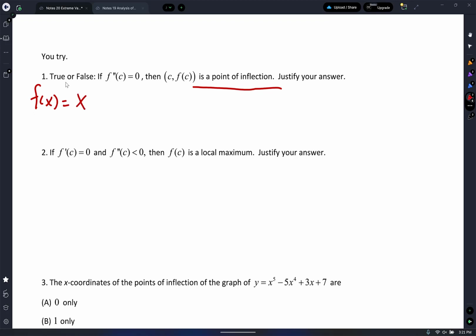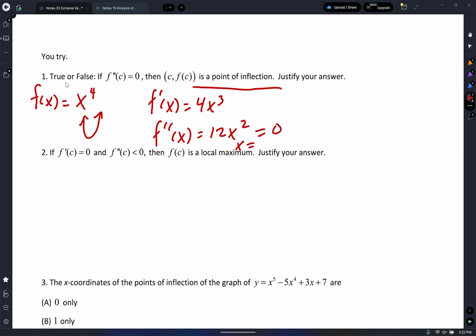Do you agree that x to the 4th looks like x squared? X to the 4th looks something like this. Yeah, it looks like x squared. And that's always concave up, isn't it? Okay, well, look. F prime of x equals 4x cubed. F prime prime of x equals 12x squared. If I set that equal to 0, I get a 0 at 0. So f prime prime of 0 is 0, but does it ever change concavities? So this is false.